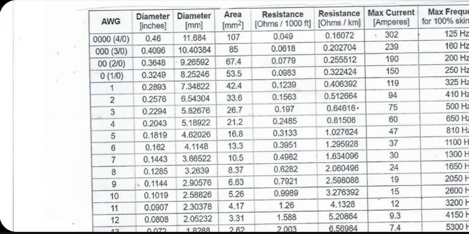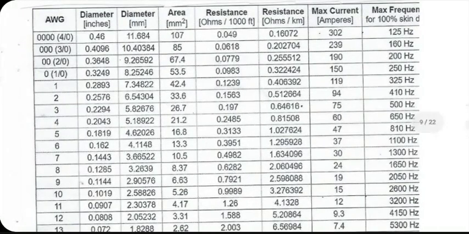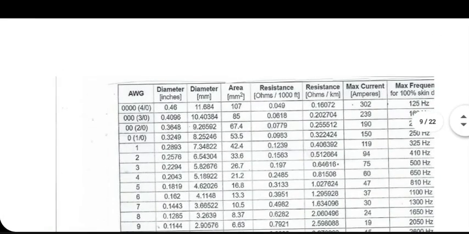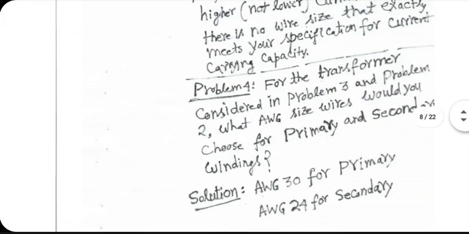And frequency, maximum frequency of operation is also known for all these wires. You can see that the thinner wires can go up to higher frequencies. So this table, if it's available to you, will help you decide in choosing the AWG size of the wires that you want to use in the primary and secondary.